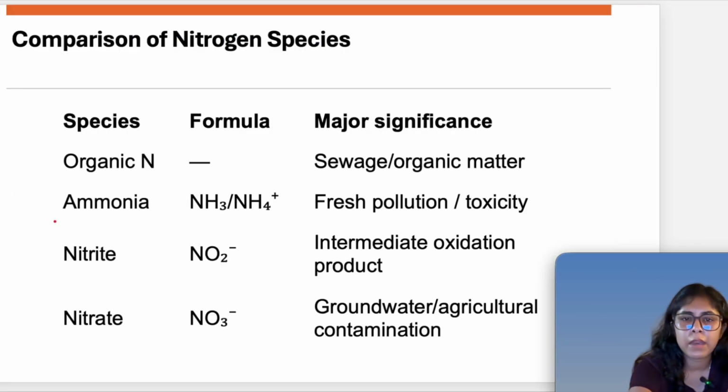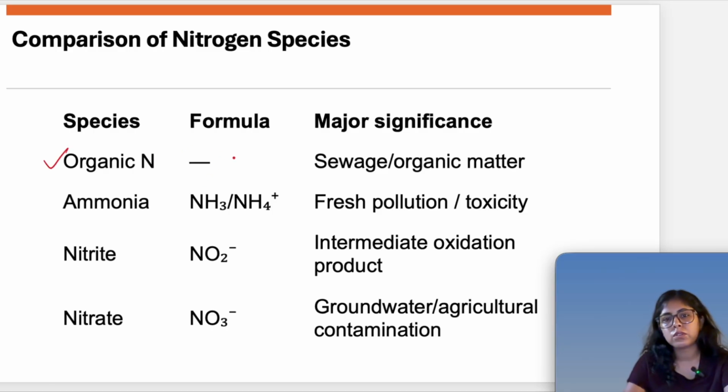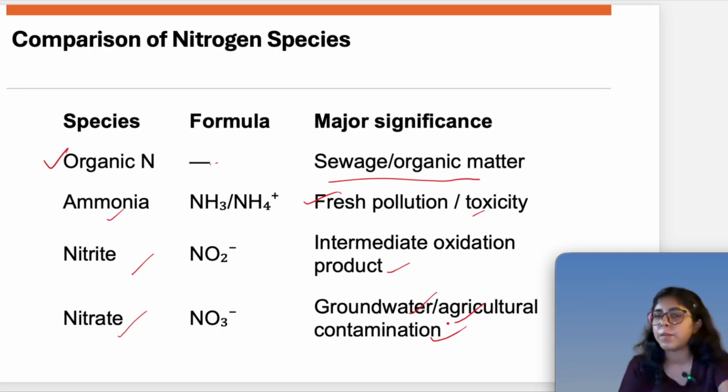Now can we compare the different nitrogen species? We have organic nitrogen, ammonia, and free nitrogen. The formula is simple. The major significance is that it is found in sewage or organic matter. Ammonia indicates fresh pollution or toxicity. Then we have nitrite, which is an intermediate oxidation product. And then we have nitrate, the final oxidation product, and we find it in groundwater and agricultural contamination.